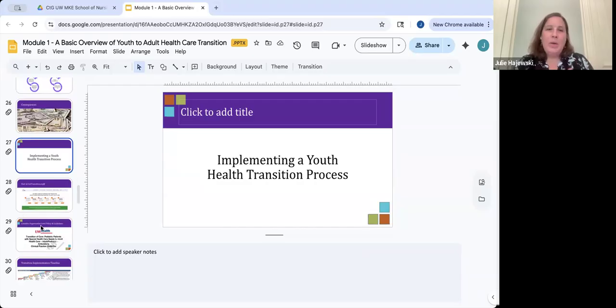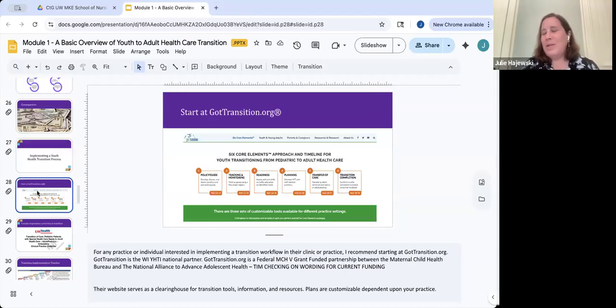So we'll talk just a little bit here about implementing, and then I'm going to go into our next module. So this is where there's some overlap with these two modules. So when I talk about implementing a youth health transition process, the place I always start is gottransition.org. GotTransition is our national partner.